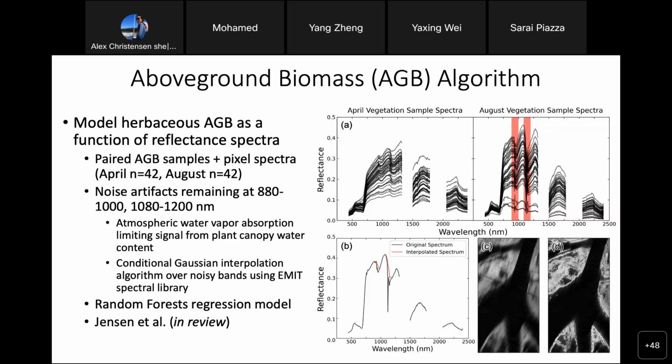So with those corrected, you can see at the bottom what the corrected spectrum looks like, and then also what one of the corrected image bands in the lower right looks like compared to its before state. So we again used a random forest regression model based on those corrected data to make our final maps. And the data from this and the whole process and analysis, this is in review at Remote Sensing of Environment.